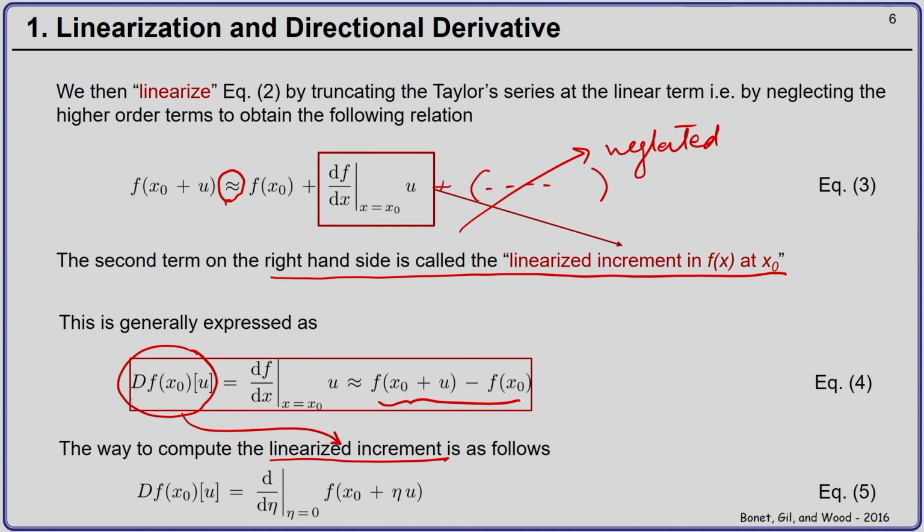Okay. So, what do you do? You take your function and replace x by x0 plus eta times u. If you have your function in x, you substitute x equal to x0 plus eta times u. Then you take the derivative of that function with respect to eta, and finally substitute eta equal to 0. Once you have done this, you will get the linearized increment of f(x) at x0.